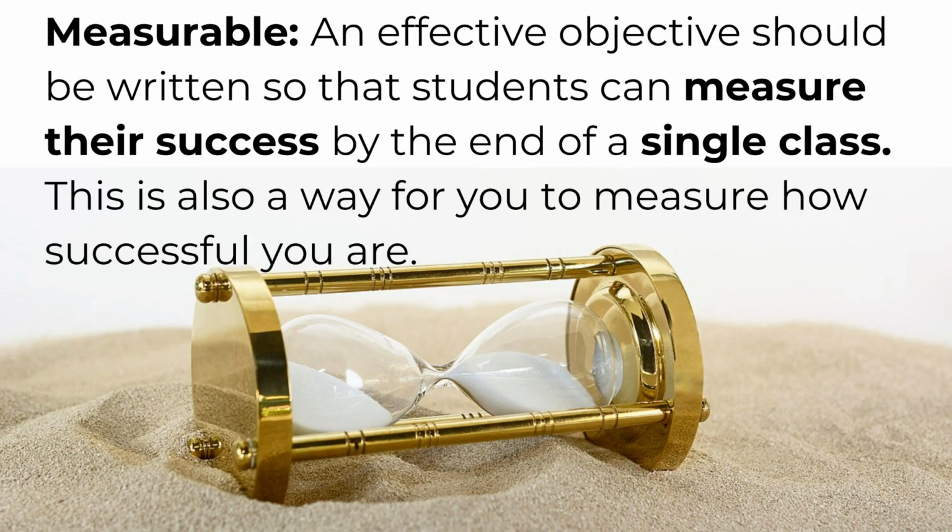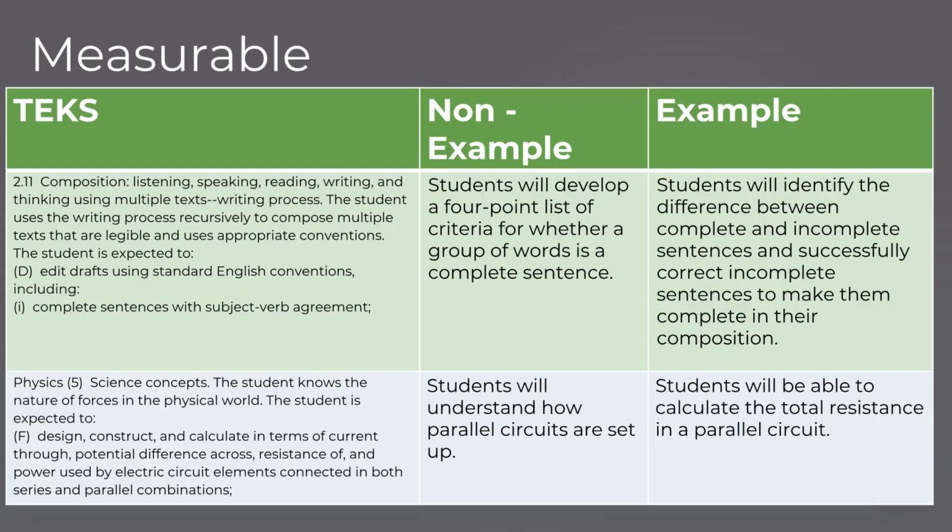Another component of 4M is having the objective be measurable. An effective objective should be written so students can measure their success by the end of a single class. This is also a way for the teacher to gauge how successful the lesson was. Part of making an objective measurable is being precise about the knowledge and level of understanding you want the students to acquire by the end of a lesson. Please pause the video and read these non-examples and examples of how to make a lesson objective measurable. Take note of how there are explicit ways to measure learning.